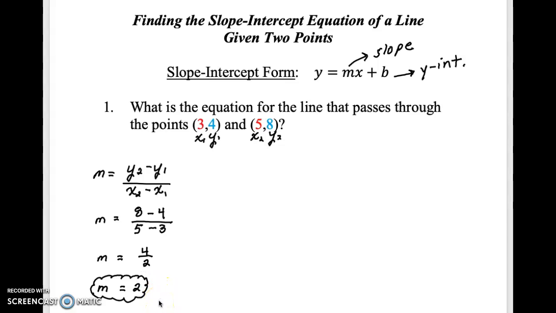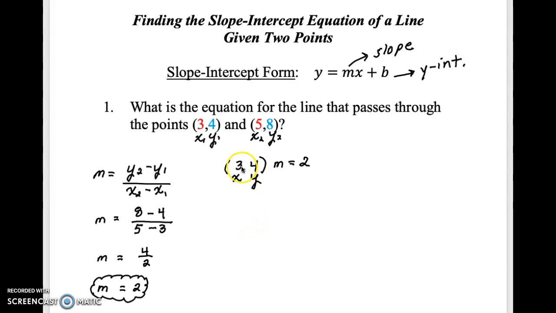Now the second part is finding the y-intercept value. In order to do that, we're going to use one of the points, and it really doesn't matter which one. I usually just use the first one because that's what's there. So I'm going to use (3, 4). And I'm also going to use the slope that we just calculated, which is 2. Now I'm going to label the 3 as our x value and the 4 as our y value.